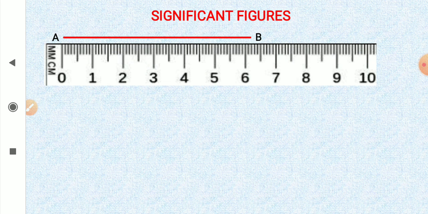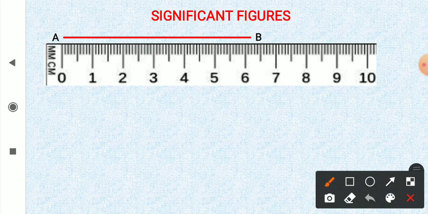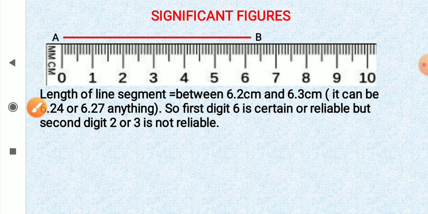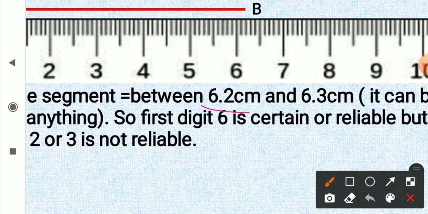We have a line segment AB which we are measuring using this normal ruler. One end is kept at 0 centimeter and you can see that the other end lies between 6 centimeter and 7 centimeter, and this 1 centimeter is divided in 10 parts. So each part is equal to 0.1 centimeter, right? And if you look at this point B, then it lies somewhere between 6.2 centimeter and 6.3 centimeter.